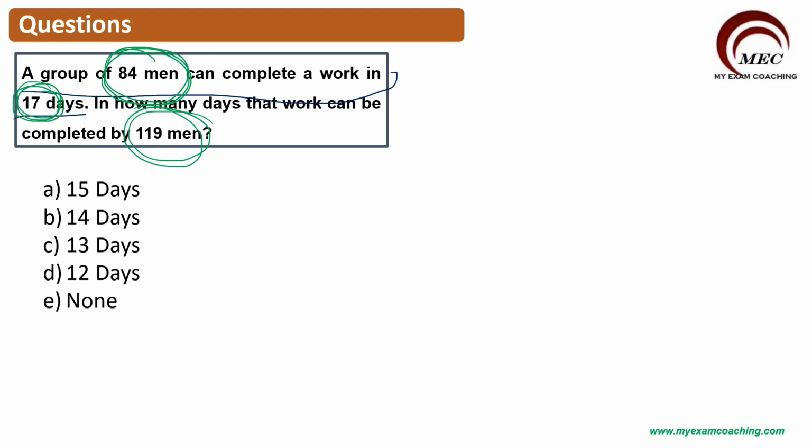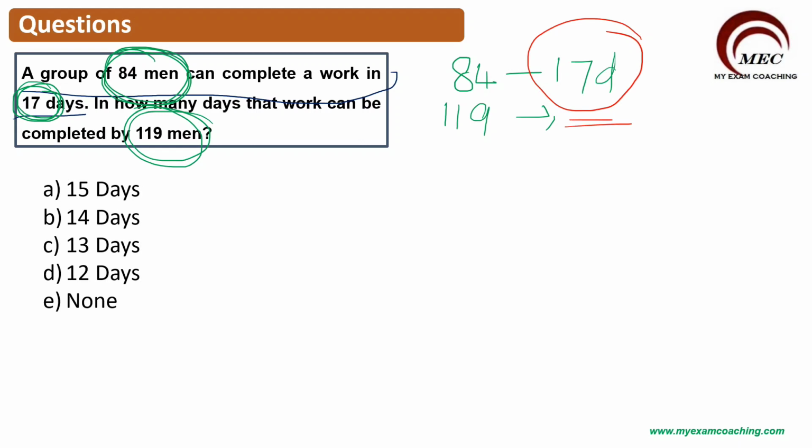Understand one concept very clearly. 84 men complete it in 17 days. So 119 men will complete it in less than 17 days. So your answer should be a number less than 17. When the people are more, the number of days will be less. When people are more, number of days will be less. So your answer will be less than 17. Now let us solve it.